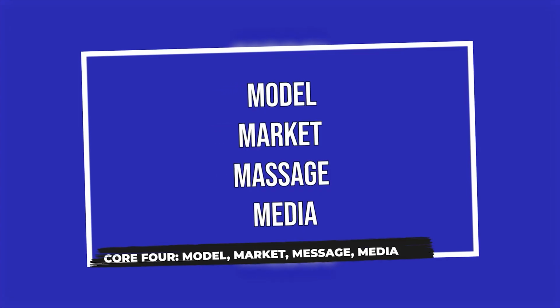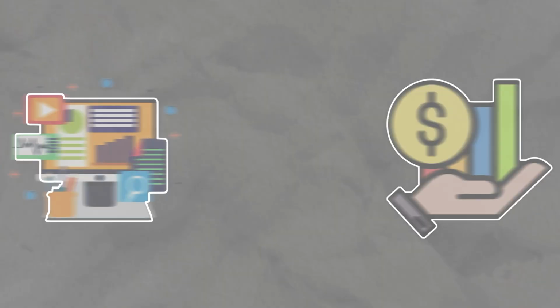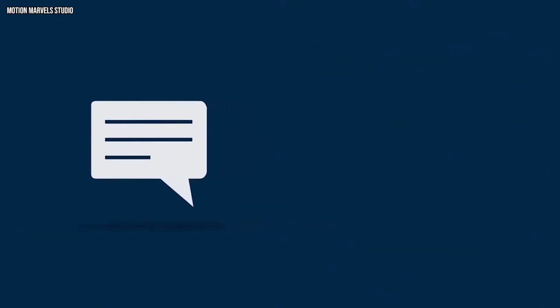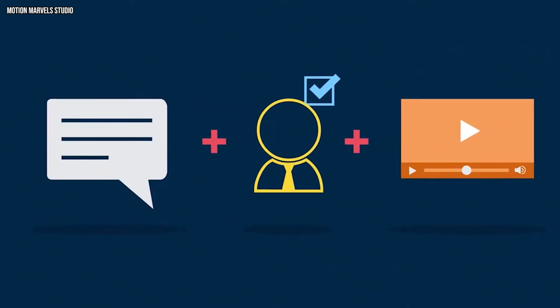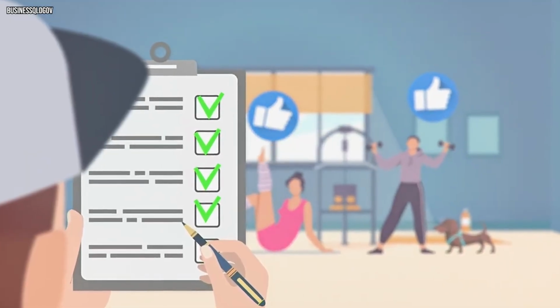Core 4: model, market, message, media. Effective marketing requires four elements. The first, model, emphasizes business design and profitability. Understand business operations, value, and revenue. A clear model describes the USP and competitive advantages. This supports marketing, boosting profits and growth.